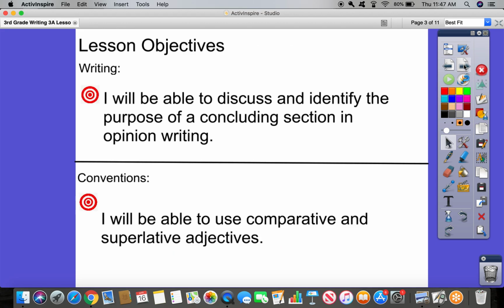Let's look at our objectives for today's lesson. Our writing objective is, I will be able to discuss and identify the purpose of a concluding section in opinion writing. And for our conventions, our lesson objective is, I will be able to use comparative and superlative adjectives.